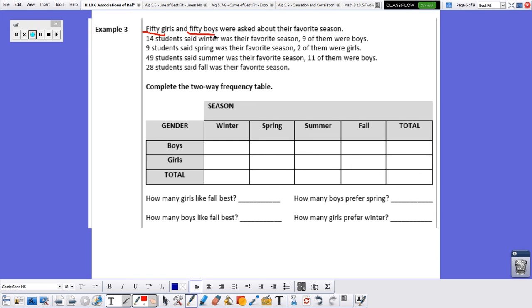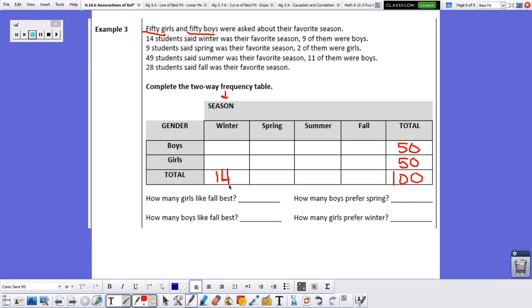Okay, so we're going to go over to the boys column, and in our total, we're going to have 50. That's what we know so far. In our girls row, we're also going to have 50, so we already know our total surveyed is 100. Moving on to the next sentence: 14 students said winter was their favorite season. That doesn't say boys, it doesn't say girls. So that means of all the boys and all the girls under this column here, winter, we're going to have 14 students.